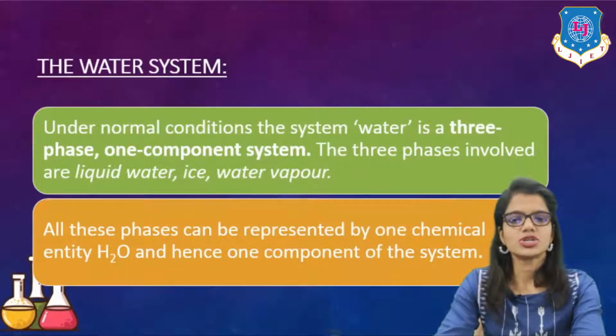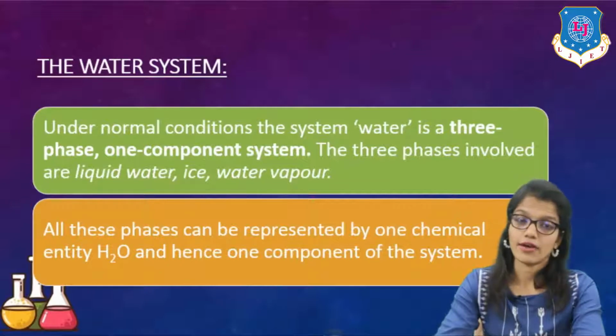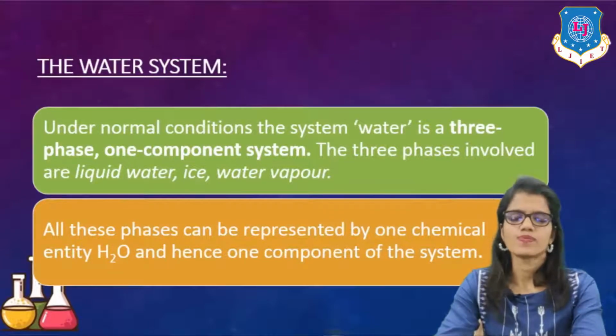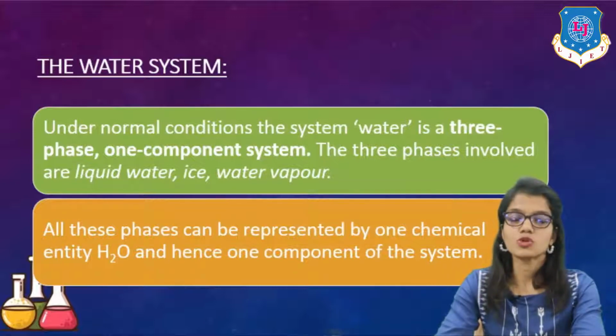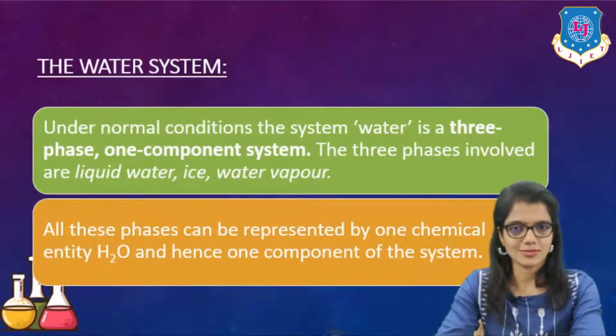Under normal conditions, the water system is a 3-phase, one component system. Which 3 phases are involved here? So here we will have liquid water, we have ice and we have water vapor. All the 3 phases are in contact with each other, or in equilibrium with each other. Now, all the 3 phases can be represented by one chemical species, one chemical entity, which is H2O, and because of it, it is known as a one component system. Okay? In this manner it becomes a one component, 3-phase system.